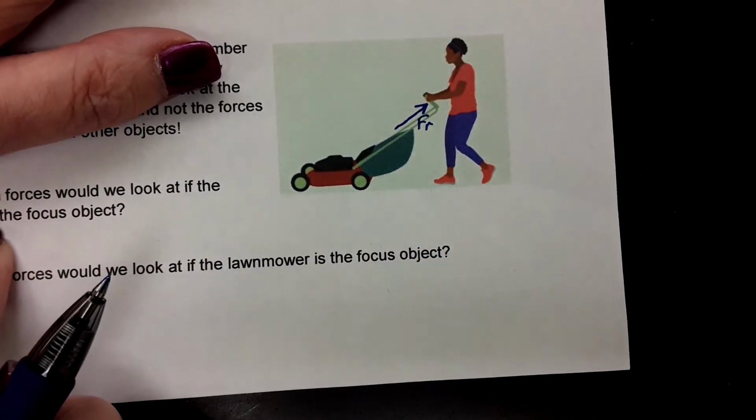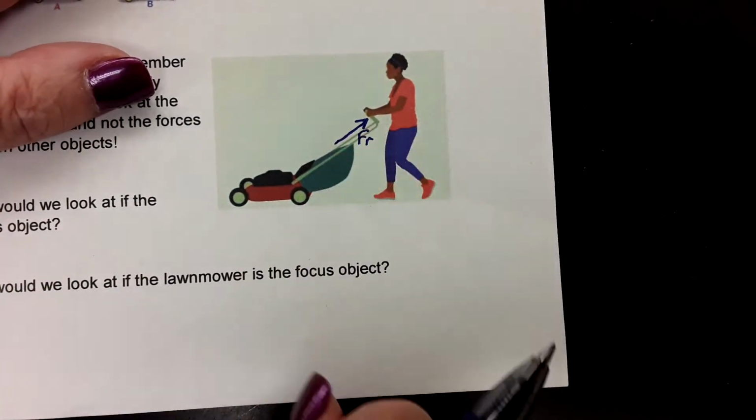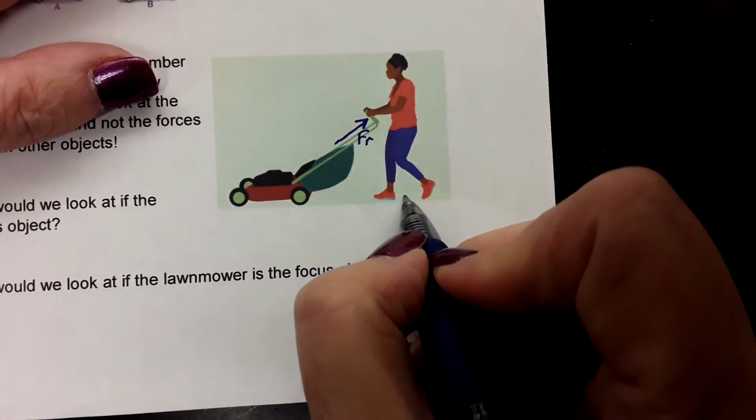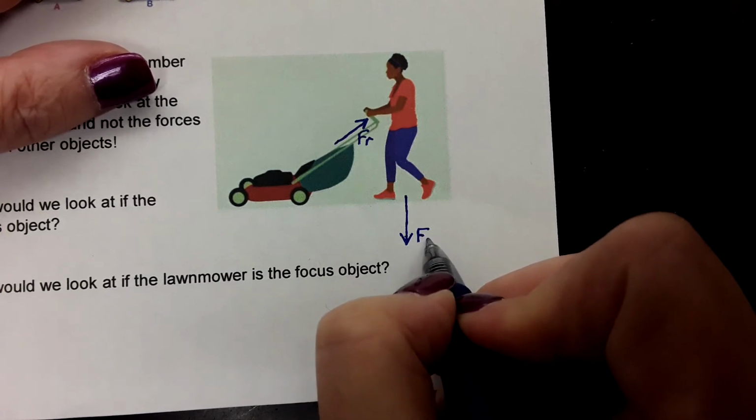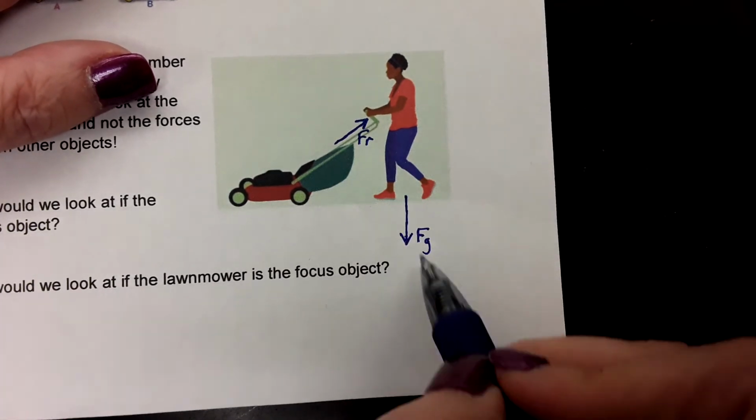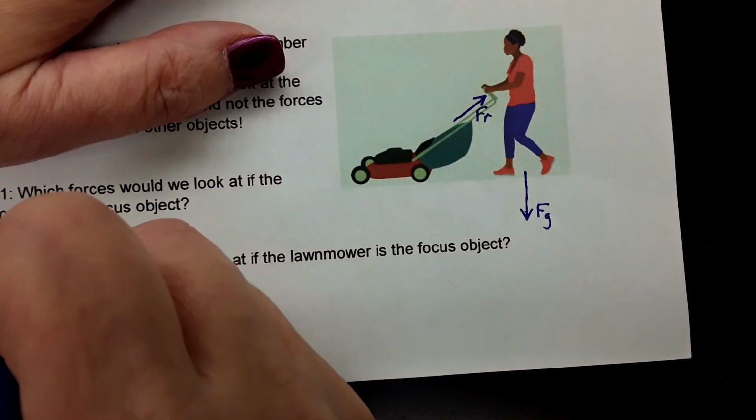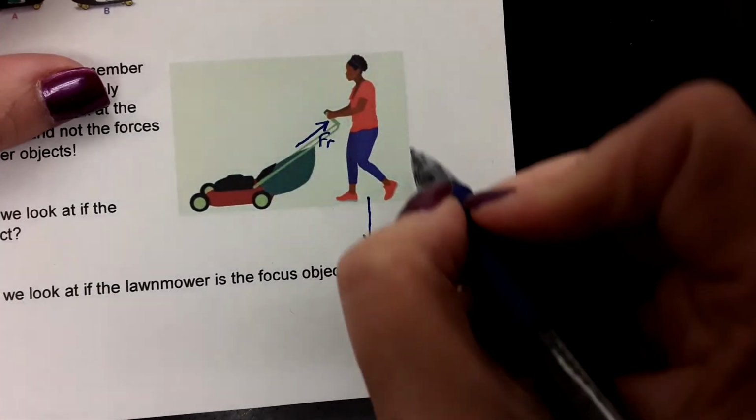Which forces are acting on the woman? Okay, so that reaction force from the lawnmower. What else is acting on her? Well, gravity from the earth is pulling her down. She's pulling up on the earth, but we don't care about what she's doing to the earth. We only care about what the earth is doing to her, don't we? Okay, so her gravity from the earth. What else is acting on her?